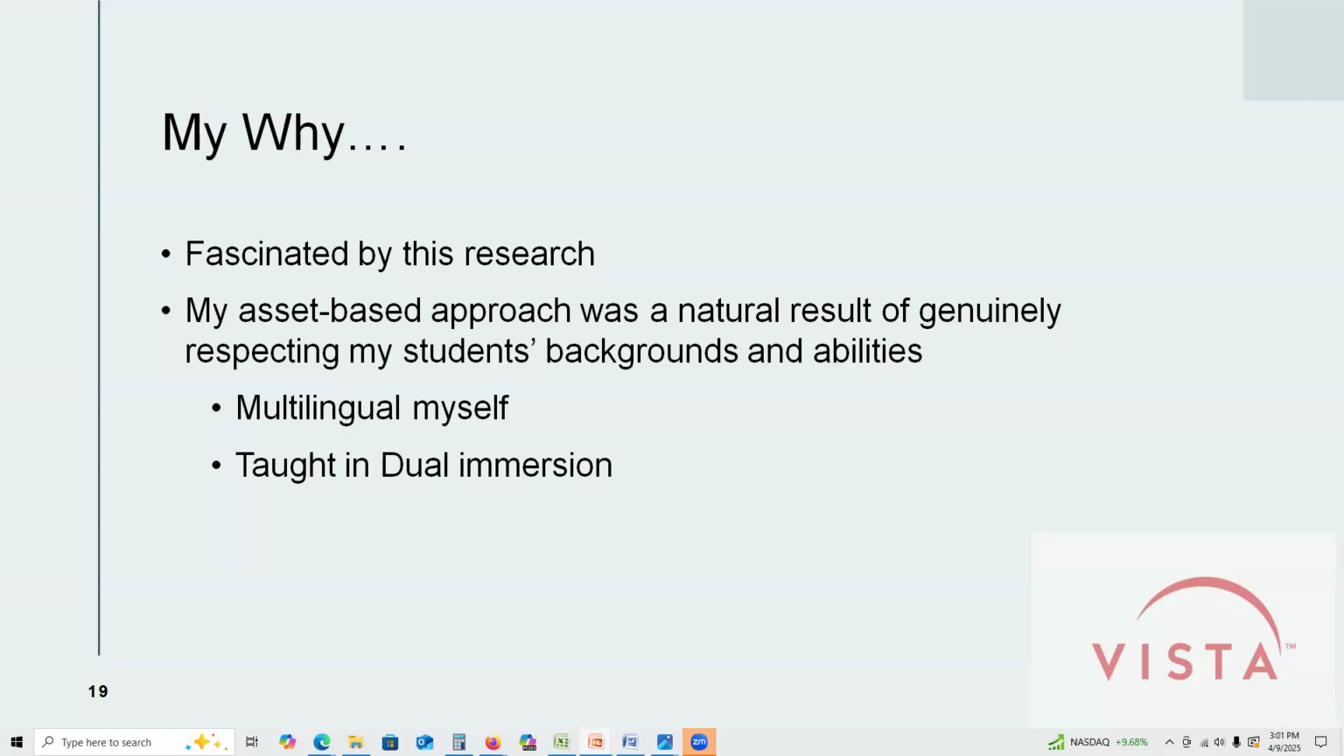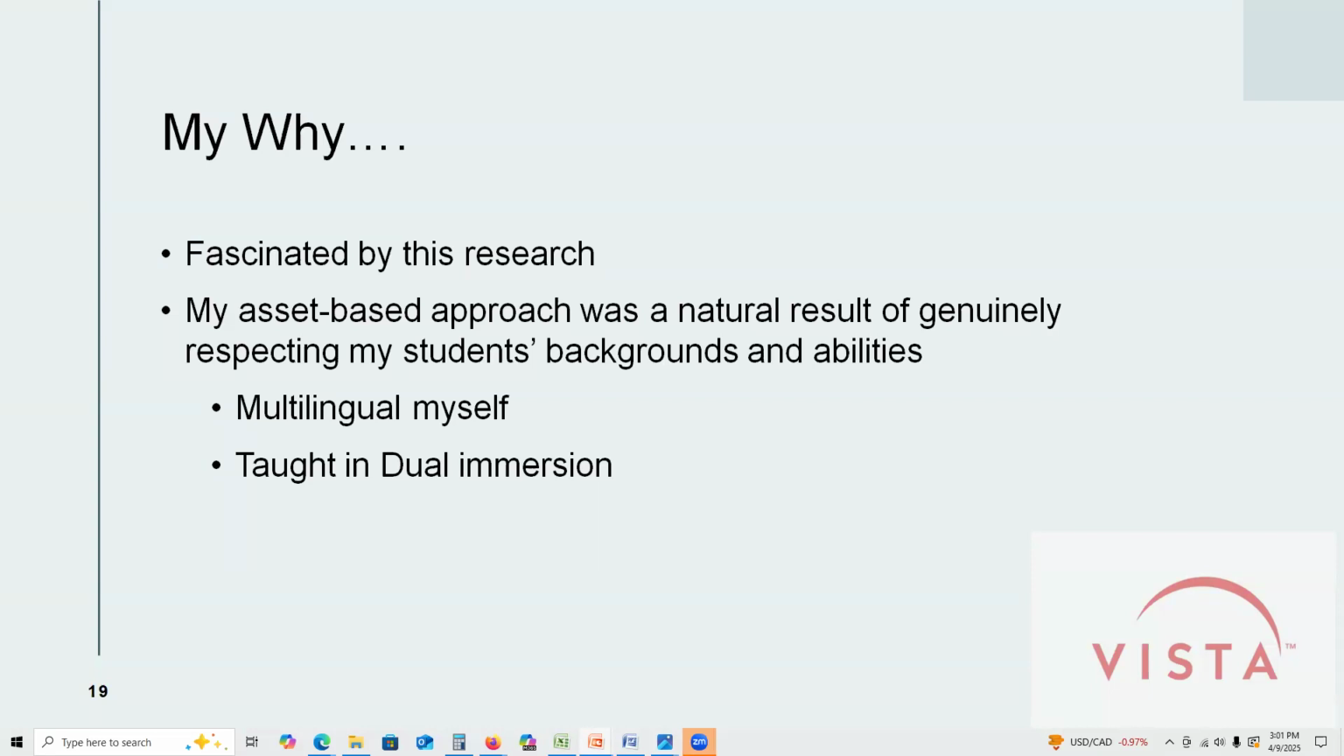And I would just say it was a natural result of genuinely respecting my students' backgrounds. I'm multilingual myself. I've studied other languages. I know what it takes. It is no joke to be able to speak another language. And these students often speak more than just their home language and English. Sometimes there's even a third language as well.